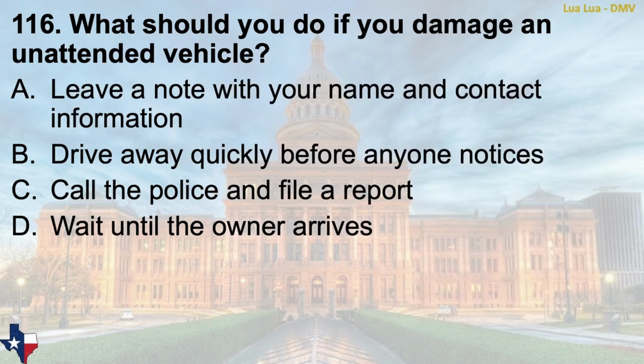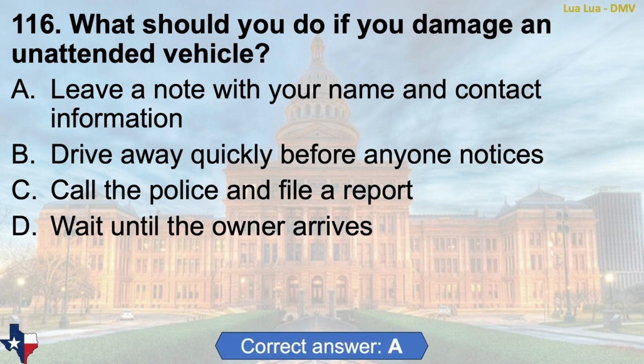Question 116. What should you do if you damage an unattended vehicle? A. Leave a note with your name and contact information. B. Drive away quickly before anyone notices. C. Call the police and file a report. D. Wait until the owner arrives. The correct answer is A. Leave a note with your name and contact information.